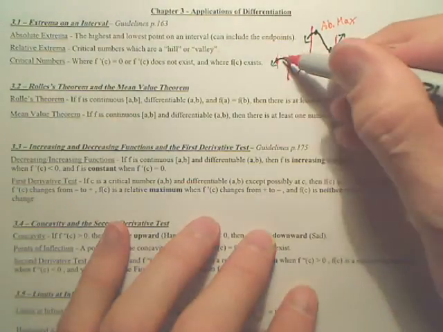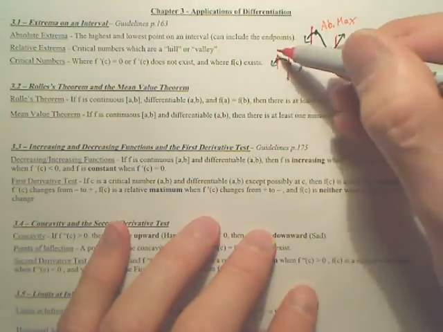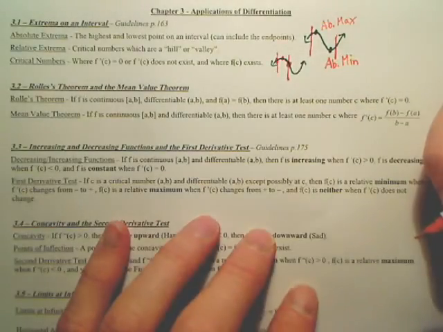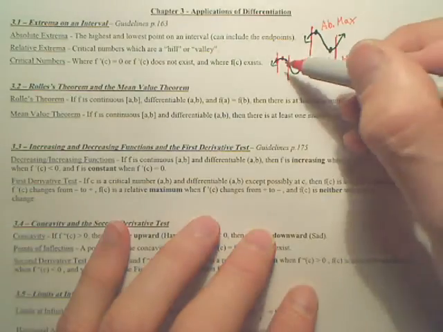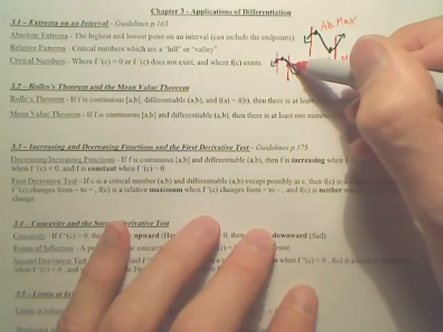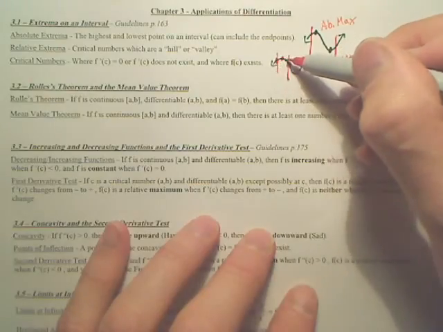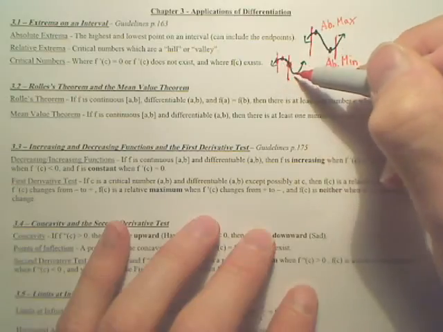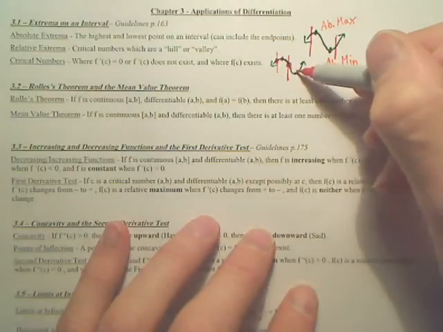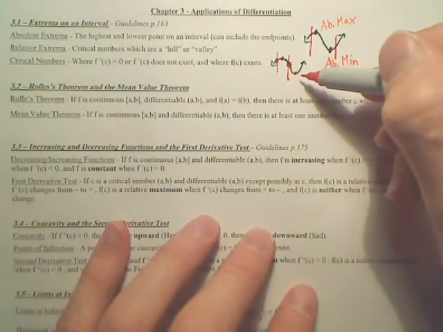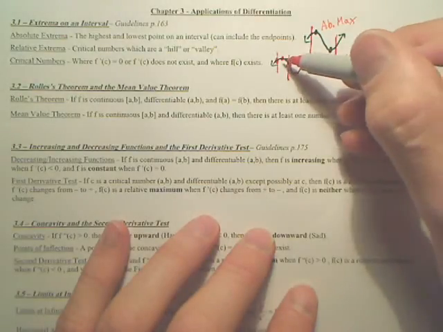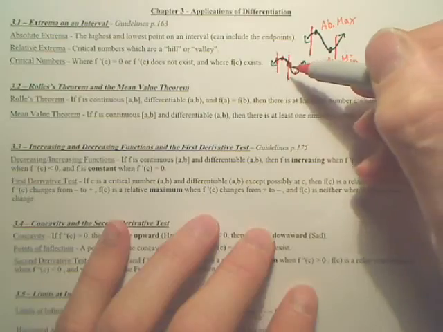What's your relative max or min on this interval? That's your relative max or min, correct? But what's your absolute max or min? Your absolute max is right here. But your absolute min, wouldn't it be this point, the endpoint? Does this interval have any relative mins? No, because there's no point where it's a valley. Relative mins are valleys, and in the interval we didn't have any valleys. So relative maxes and mins are hills and valleys. Absolute maxes and mins are hills and valleys plus endpoints.